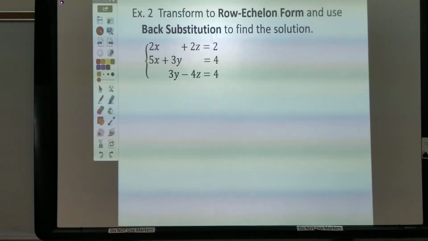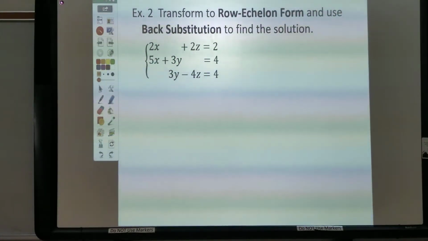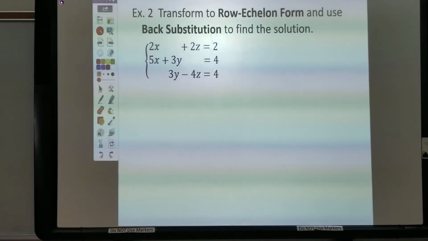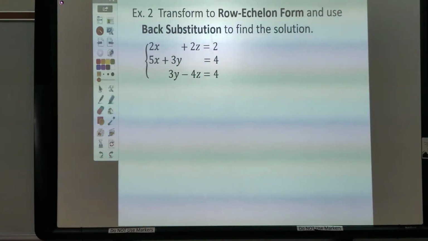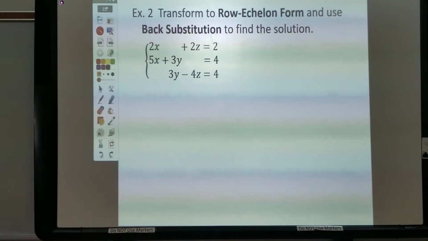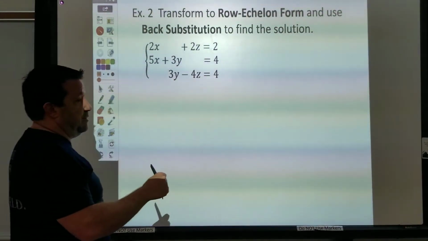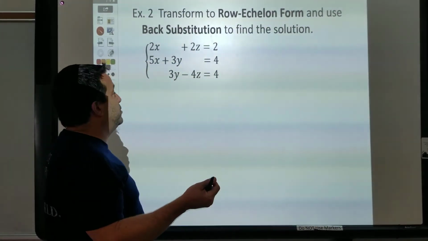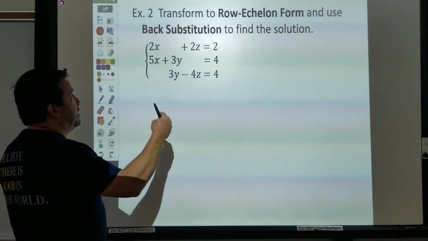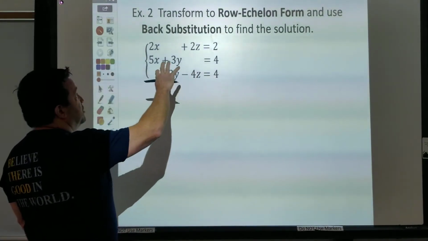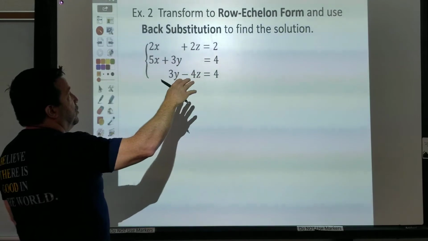This is a continuation of section 9.3, and we are transforming systems of equations into row echelon form. So here's a second example. Just got done showing you the first example of putting a system similar to this into row echelon form.